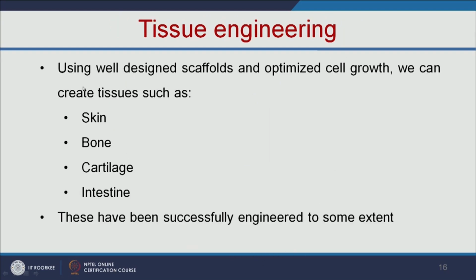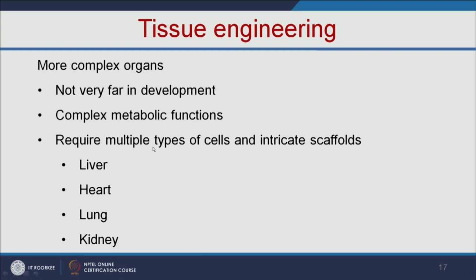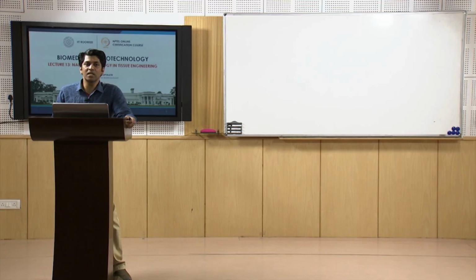Using well designed scaffolds and optimized cell growth, these tissues have already been successfully engineered: skin, bone and cartilage. But some of the complex organs like liver, heart and lung are still under research, because they have complex metabolic functions and require multiple types of cells. That is why it is very difficult to make an artificial liver or artificial heart, but still a lot of research is going on to develop artificial liver, heart and lungs.